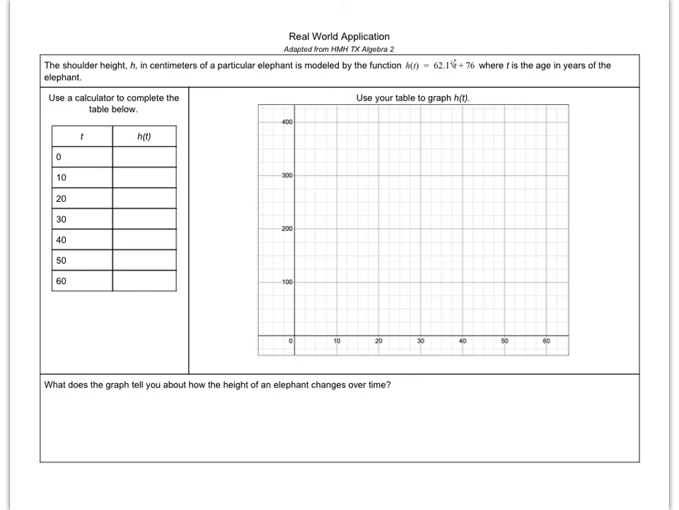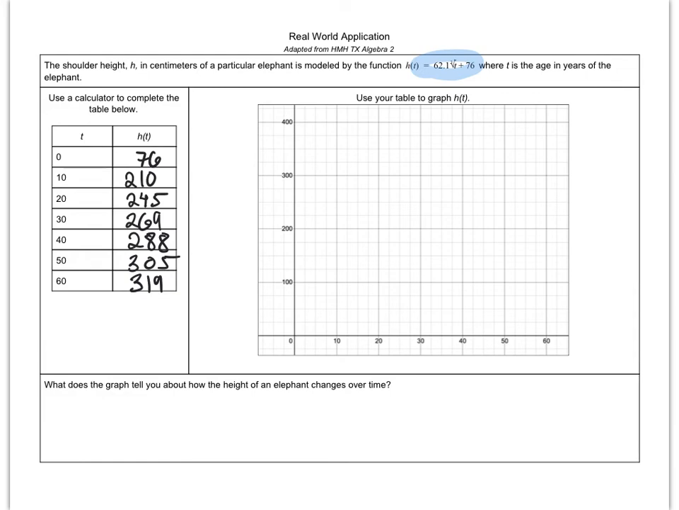So we can use this function right here to predict how tall an elephant is going to be given its age. I just have a table here, and what I want you to do is use a calculator to figure out the values of h of t for each of these numbers of years, and then plot that on the graph. See what you get. Go ahead and pause the video, do that, and then see what your graph looks like.